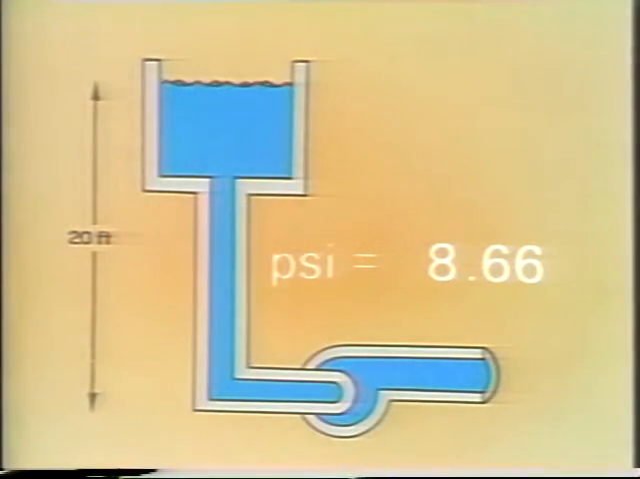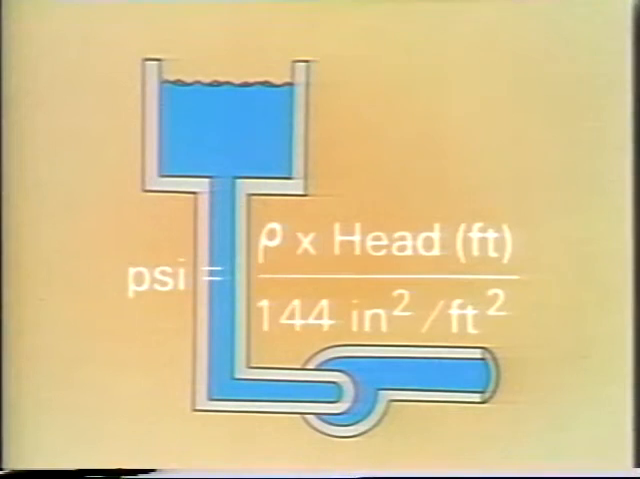If the pump moves some fluid other than water, head can be converted to pounds per square inch by multiplying the density of fluid times the head, expressed in feet, divided by 144 square inches per square foot. Now, head and suction, as we've used them so far, have been applied to a static system. That is, a system where no flow is occurring.